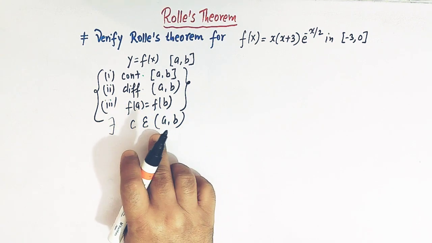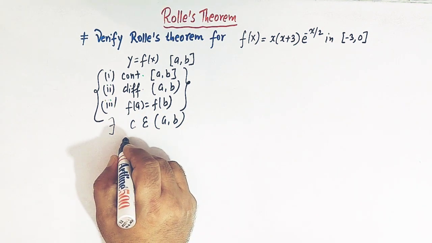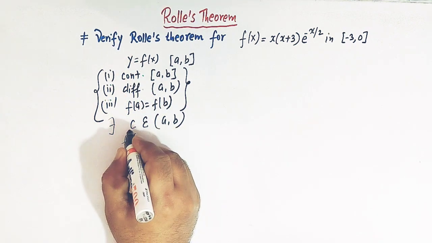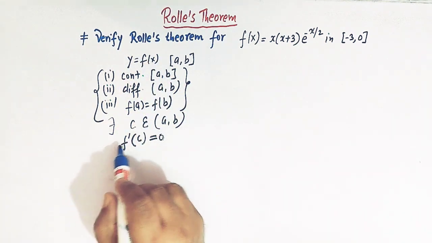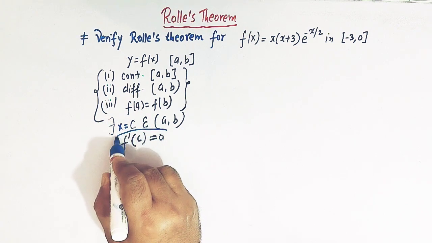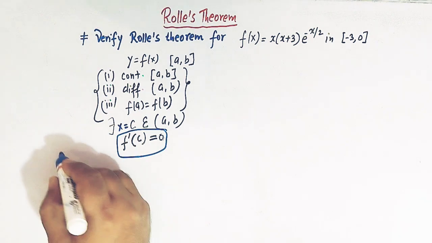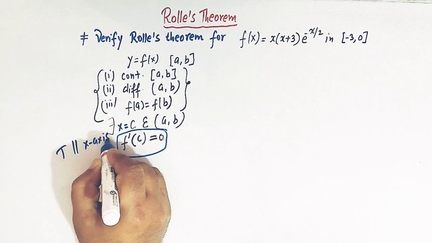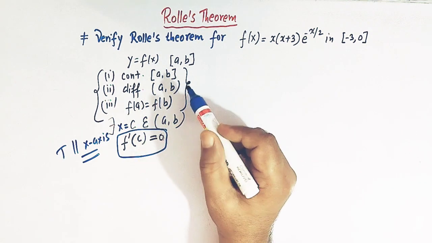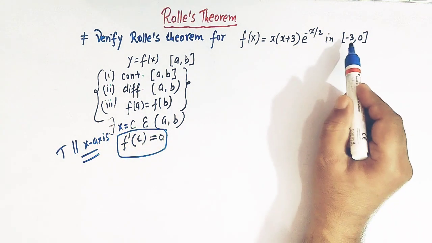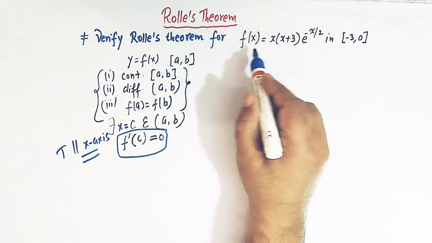Here the interval is open from both sides, so there must exist some point c in this interval a comma b such that the derivative of this function at this point is equal to 0. The derivative must vanish at x is equal to c, so the slope of the tangent at x is equal to c should be 0, or the tangent must be parallel to the x-axis. Now we'll see whether this function satisfies these conditions, and whether there exists a point c belonging to the interval minus 3 comma 0 such that f prime of c is equal to 0. So let us verify these conditions.